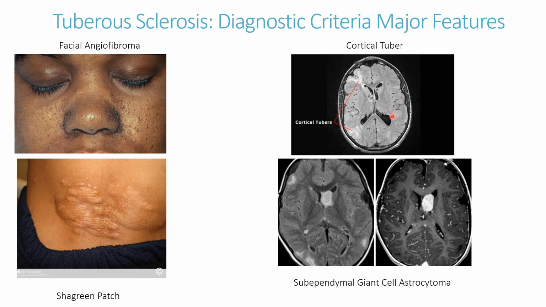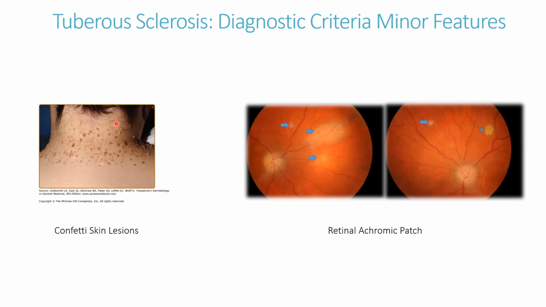Next, subependymal giant cell astrocytomas are another key feature of TSC and are slow-growing benign brain tumors that develop in the ventricles of the brain. However, we also see facial angiofibromas and shagreen patches as important major signs. Here we can see two minor signs, and of special note, confetti skin lesions and retinal achromatic patches. And of special note, these are present in up to 87% of TSC patients.